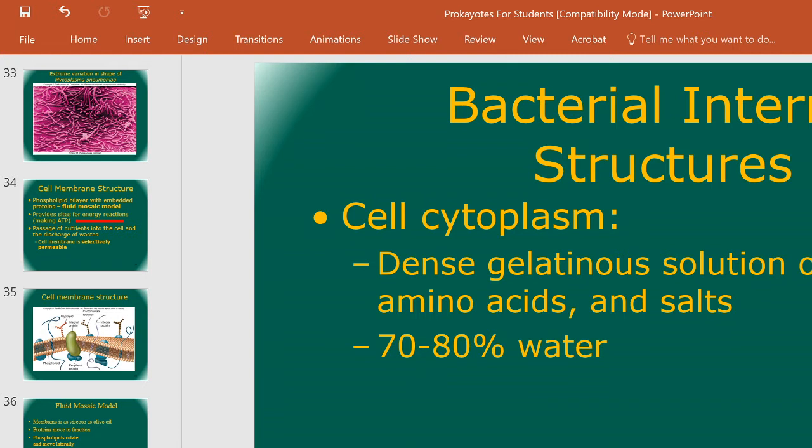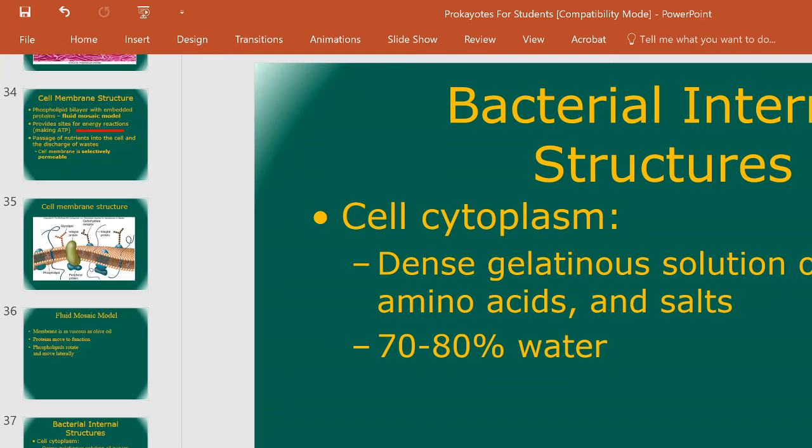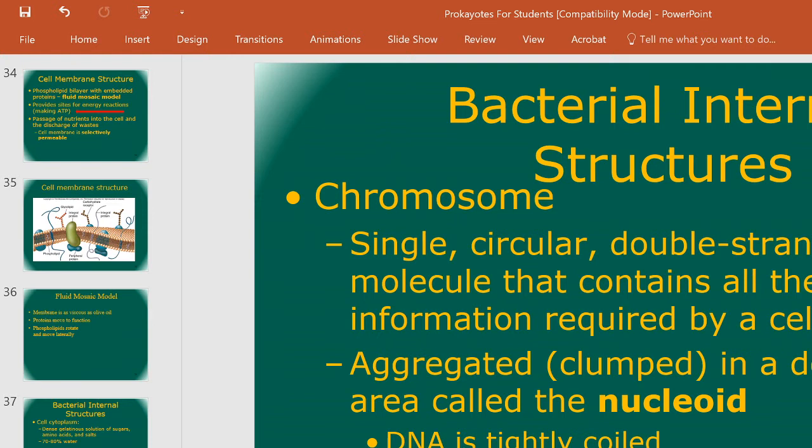And you can see dense, gelatinous. Think of Jello, or think of runny Jello, right? Probably not even runny Jello, somewhere between solidified Jello and runny Jello. That's kind of where it's at, right? A large amount of water there, and our cells have that as well. Internal structure.